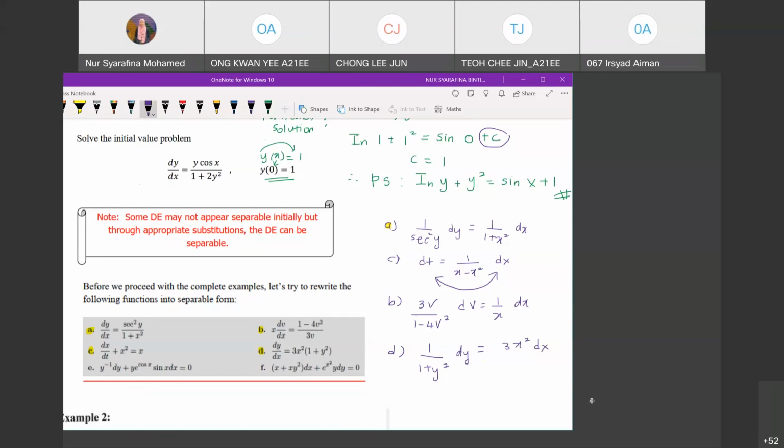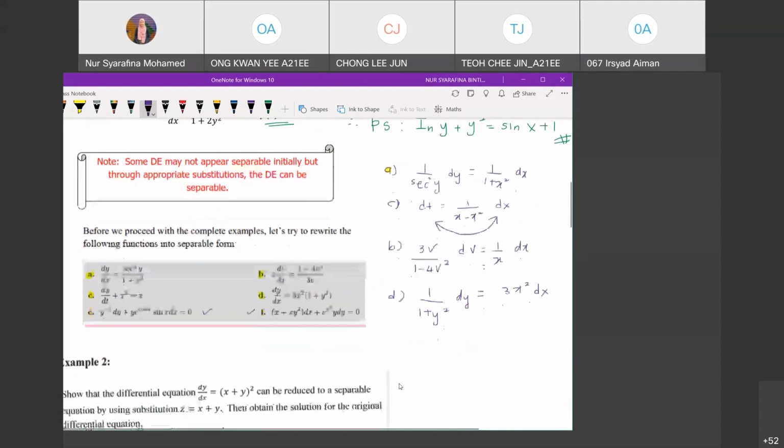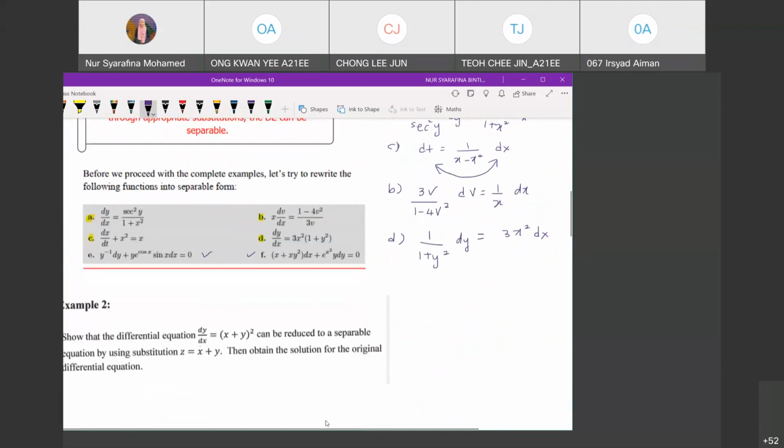All right, so this is how you separate the function directly. I hope you can try E and F here. Okay, it can be separated, but it takes quite a process before you can just directly separate. Okay, so this is how you separate a function in order to proceed with solving the differential equation, specifically for separable equation. Okay, now let's try example 2 where the differential equation cannot be separated at first, but by using the right substitution, we can solve this by separable equation.